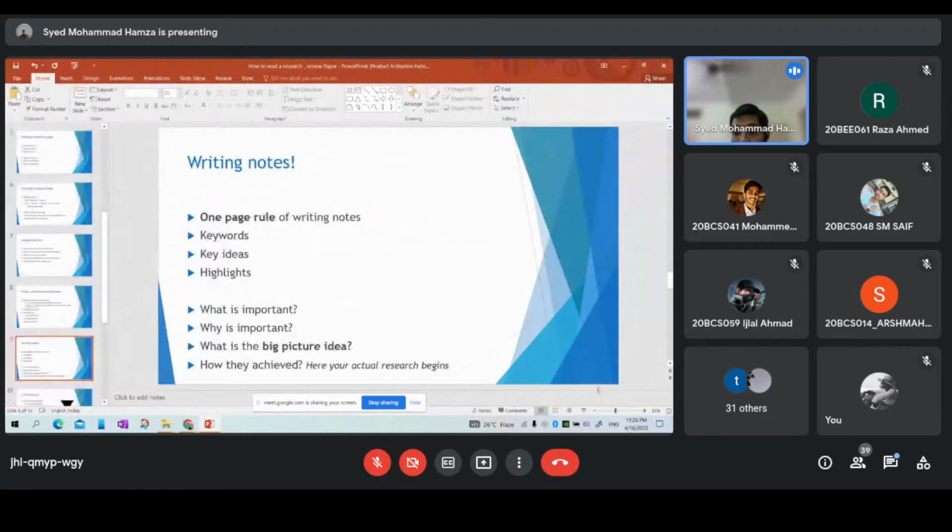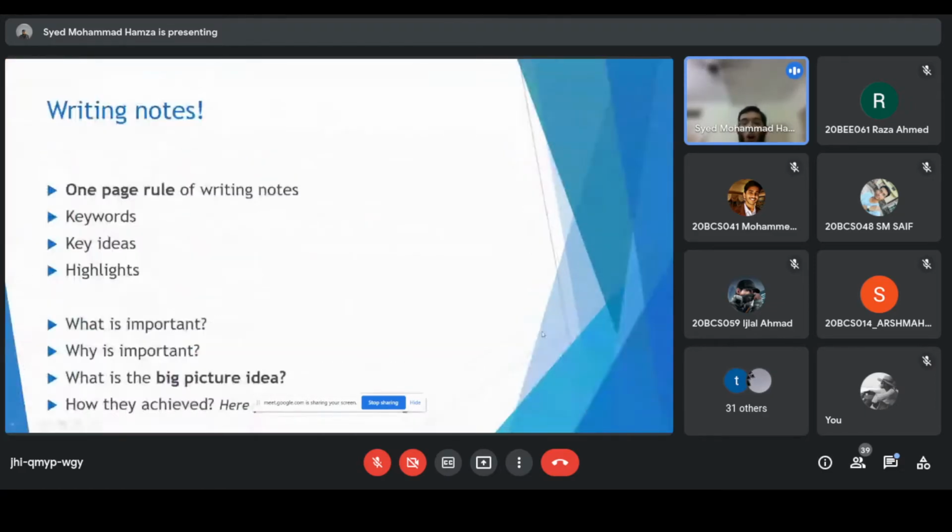But the problem is, we cannot comprehend all of this in one go. So a good idea of reading a research paper is to write down the notes. And that is one of the greatest rules, the one-page rule of writing notes. So you take a plain A4 size paper, and on one side you write the title of the paper, you write the date of publishing, and then you divide it into sections in a way that is comprehensible and understandable to you, and read it and write down the important things that you understood.